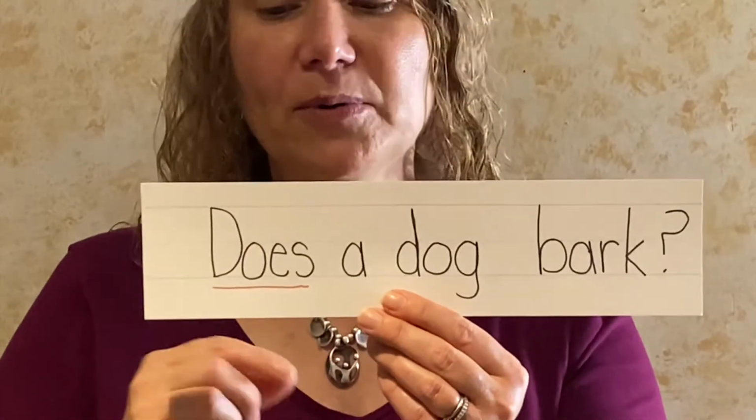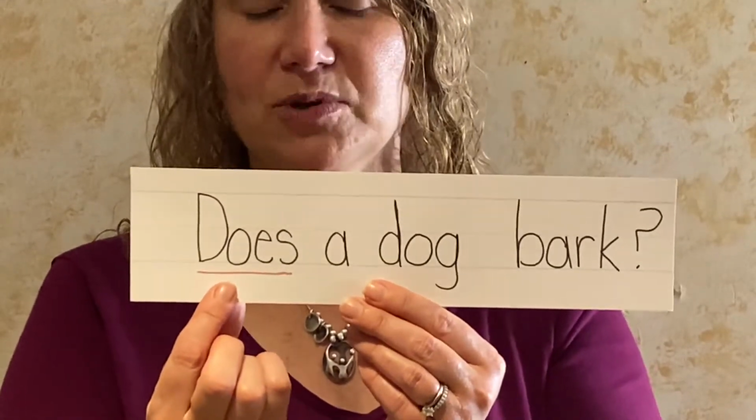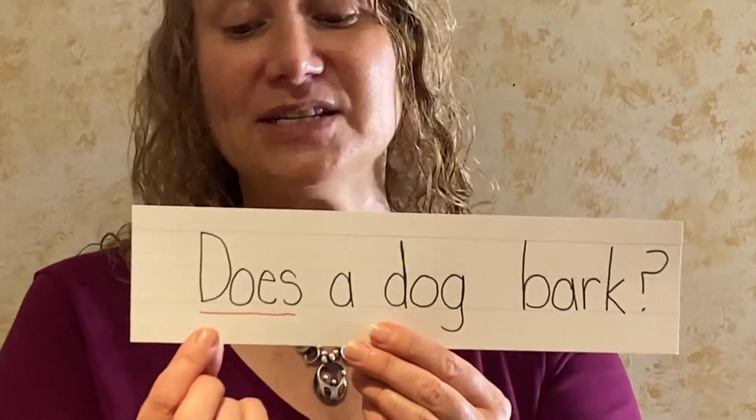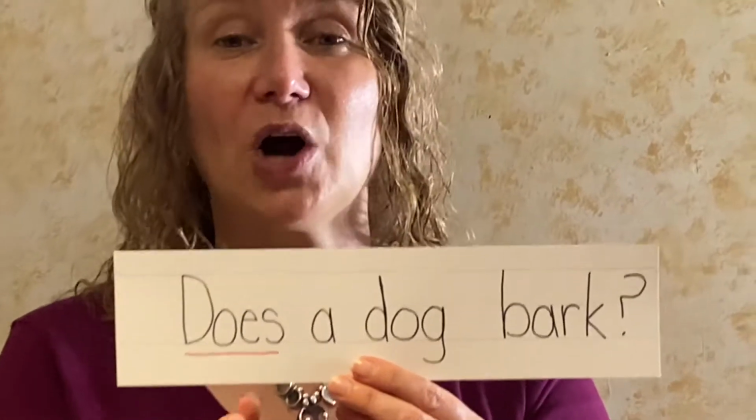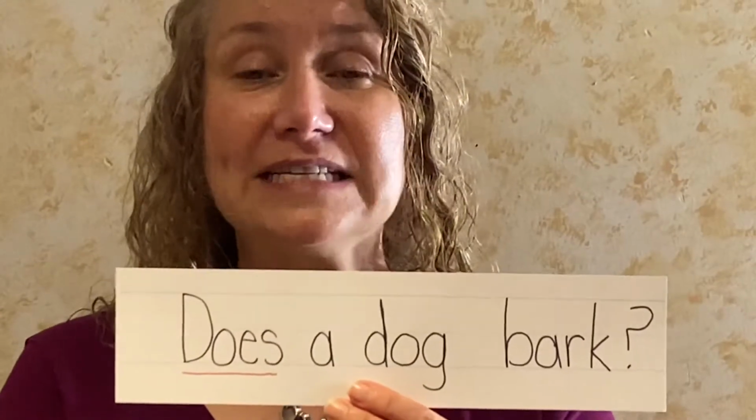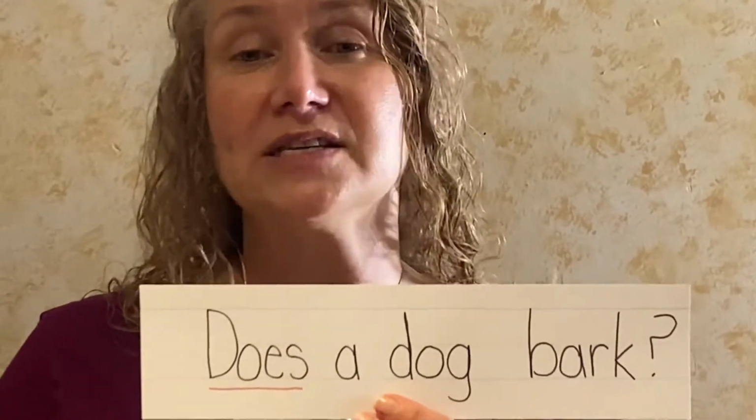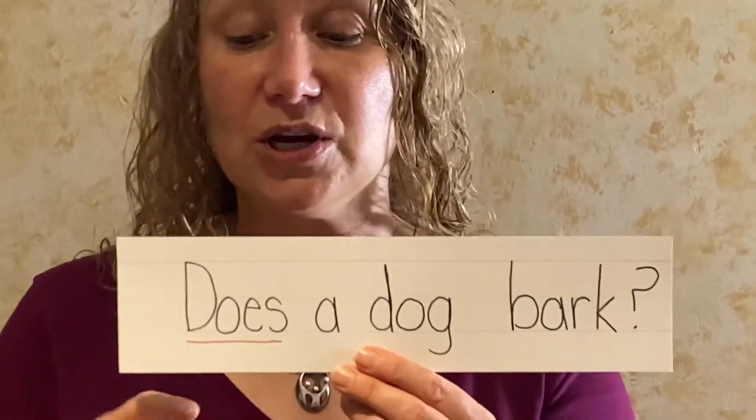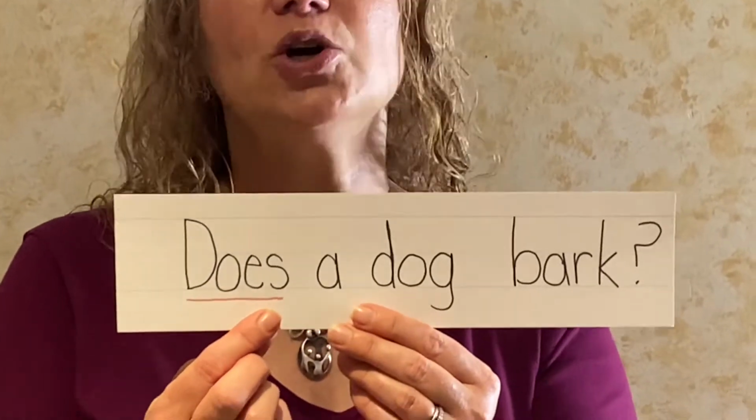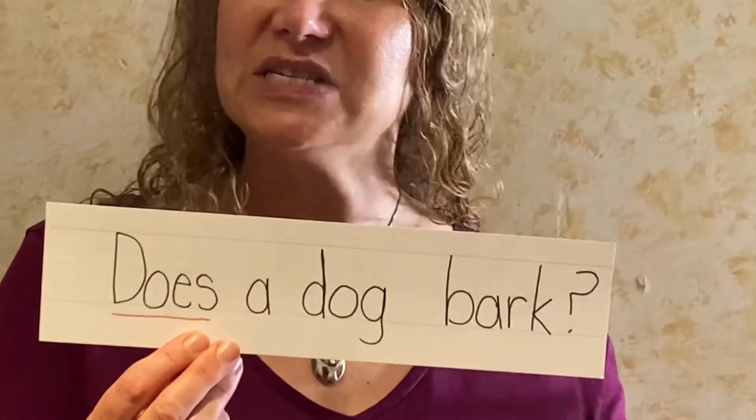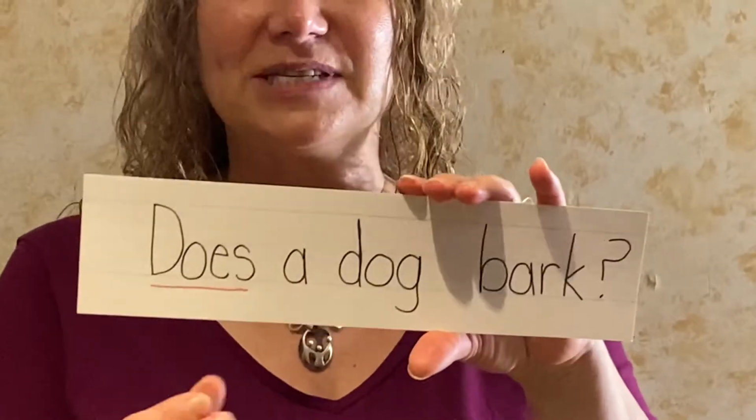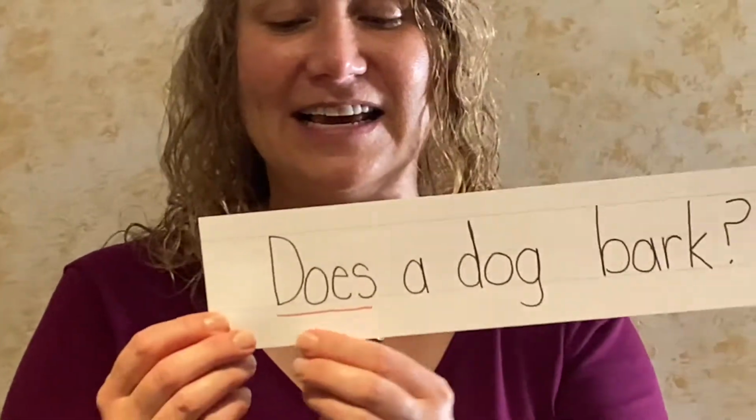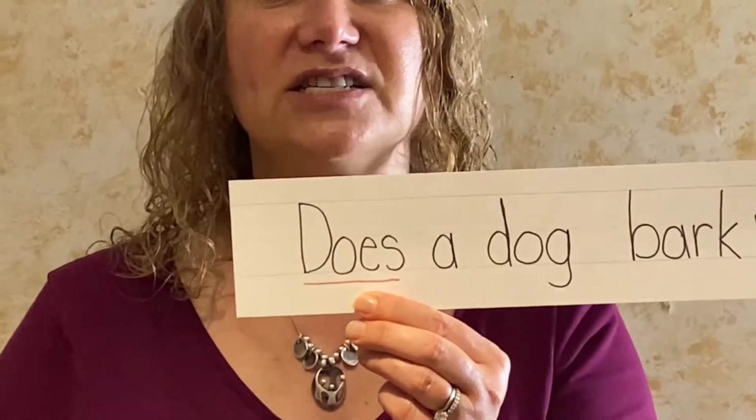D-O-E-S. If we were to stretch it, the O-E vowel team would say O and we would say doze. And this word would say doze if you were talking about girl deer, because a doe is a girl deer, and if there's more than one, they are does. So you can actually pronounce this word does if you're talking about deer, but we're not. We're saying, does a dog bark? And in that case, the word is pronounced does.